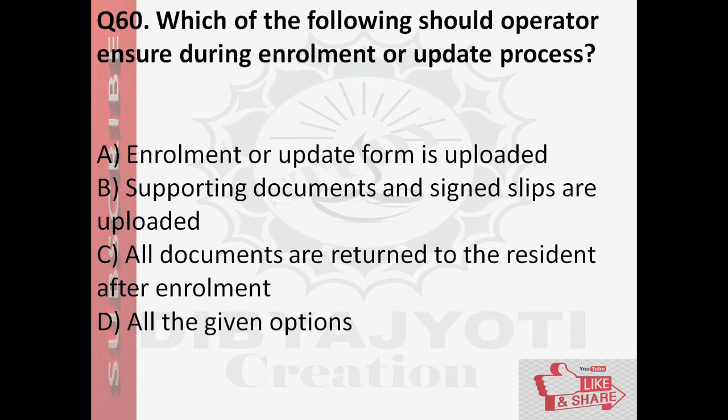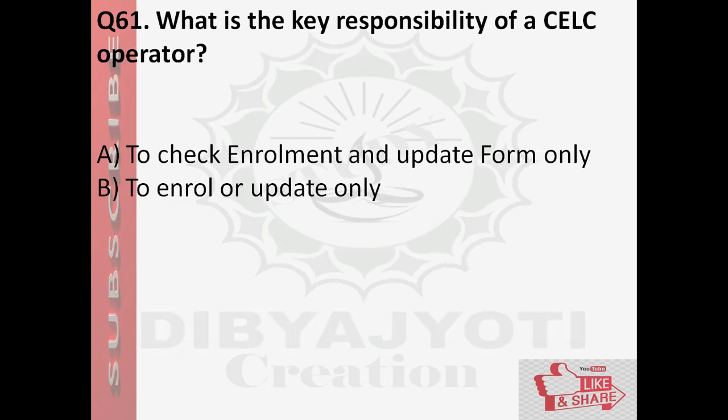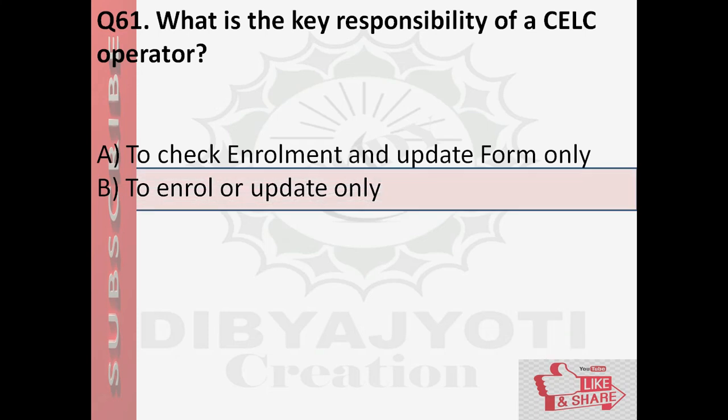Question number 60. Which of the following should operator ensure during enrollment or update process? Options are option A enrollment or update form is uploaded, option B supporting documents and signed slips are uploaded, option C all documents are returned to the resident after enrollment, option D all the given options. And answer is option D, all the given options. Question number 61. What is the key responsibility of a CELC operator? To check enrollment and update form only, to enroll or update only. And answer is to enroll or update only.